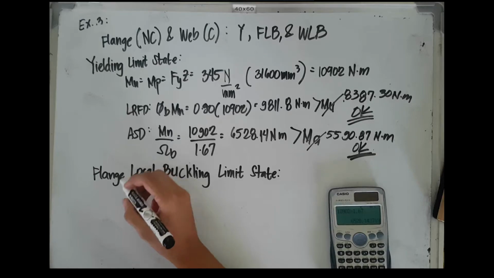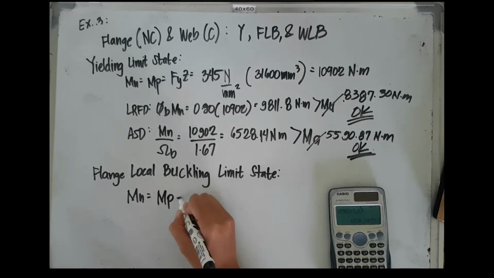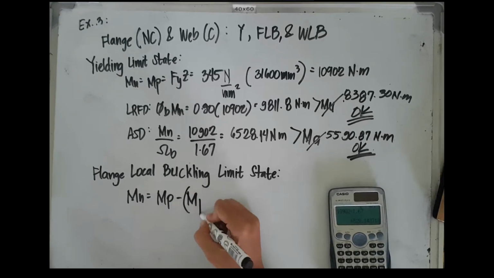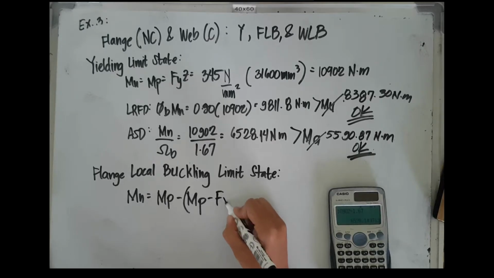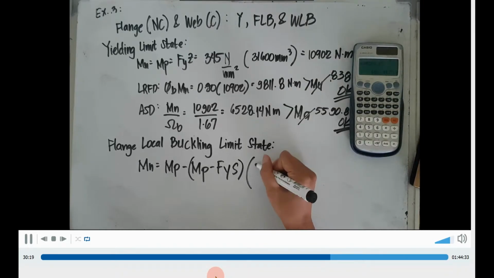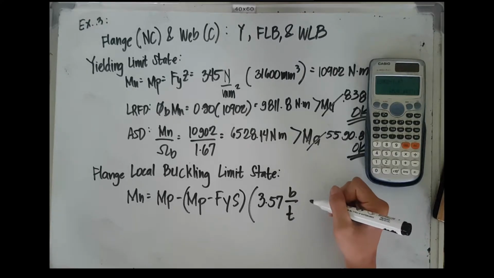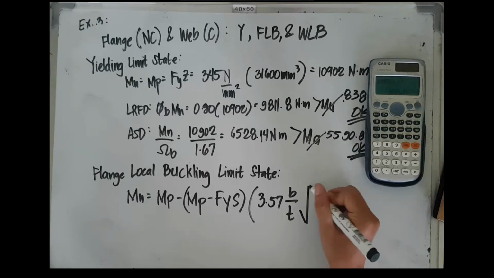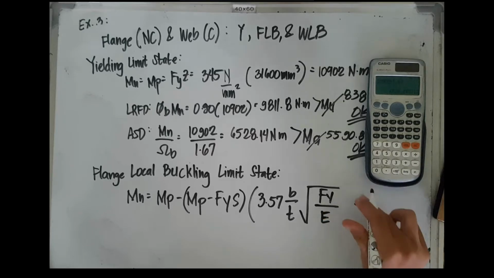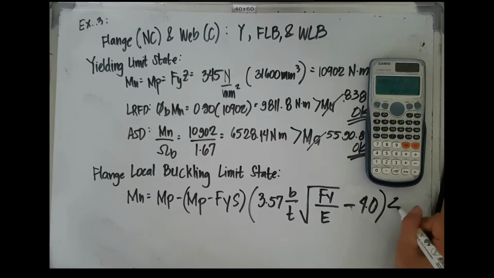In which our nominal flexural strength is equal to the plastic moment minus the yield stress multiplied by the elastic section modulus multiplied by 3.57 b over t, the square root of the yield stress divided by the modulus of elasticity, minus 4. And our Mn, or our nominal flexural strength, must be lesser than or equal to our plastic moment.